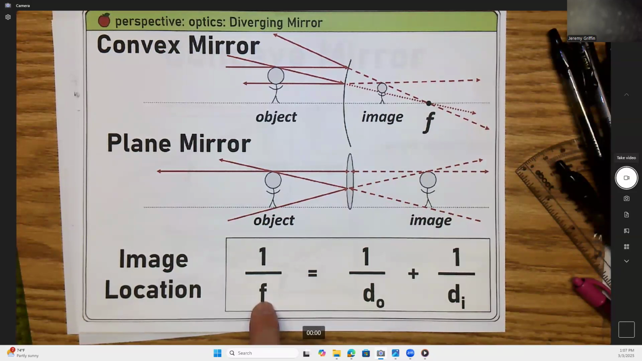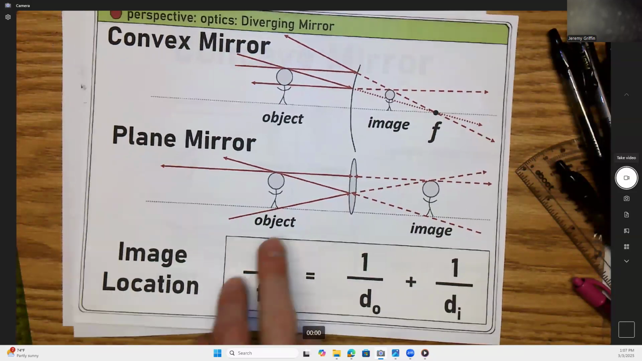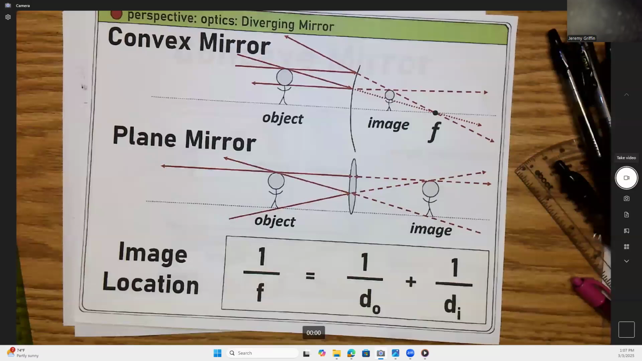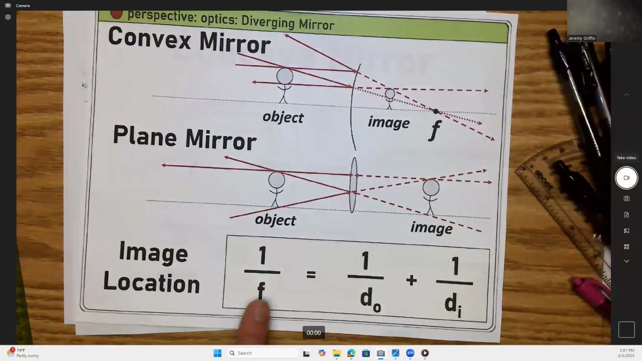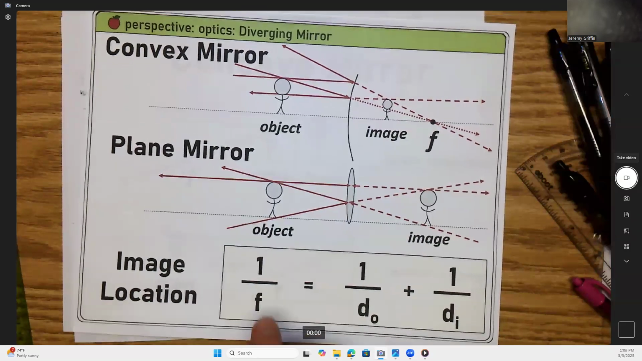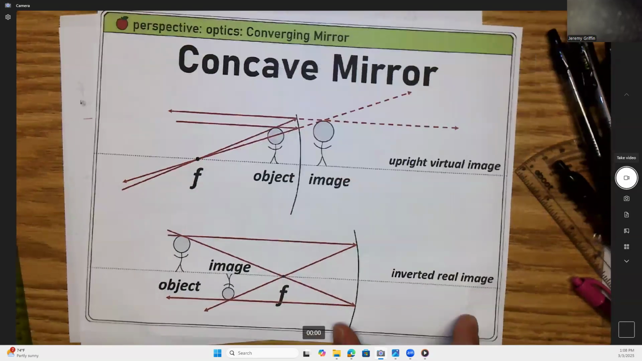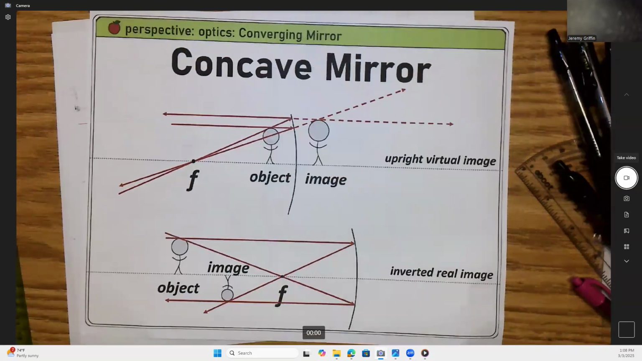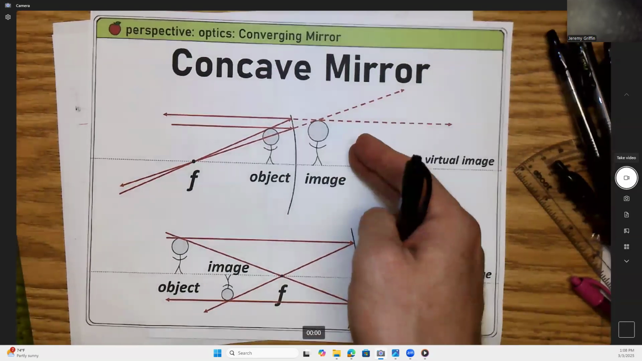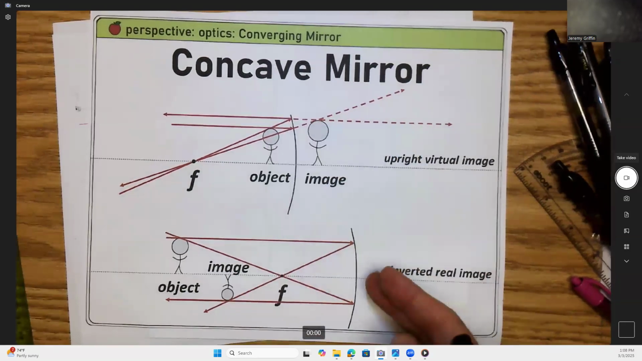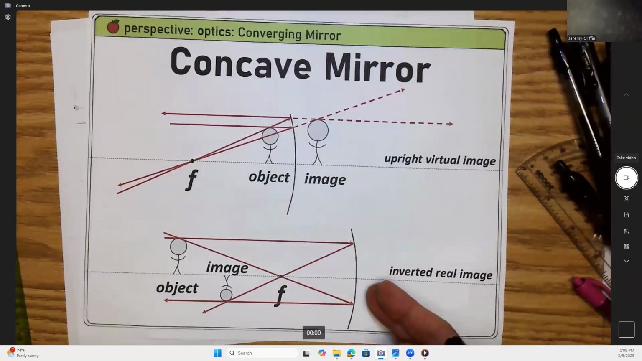wait, make sure I get this right. Oh, I mixed up right at the end of class. Concave would be positive and convex would be negative for the focal length. And then we did some concave mirrors, and that same formula still applies. Here's a cosmetic mirror, but if you back your face up too far away, then you flip upside down.